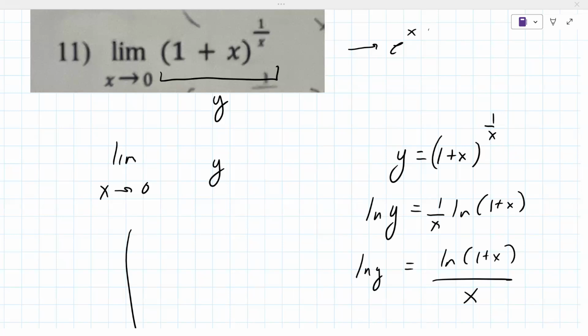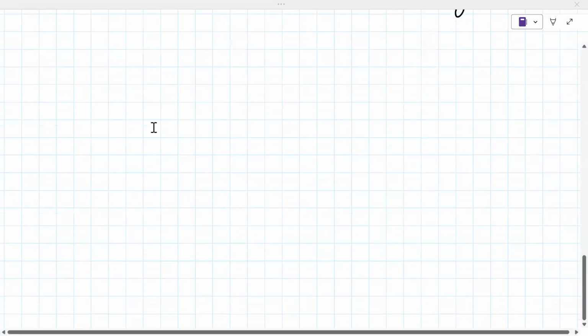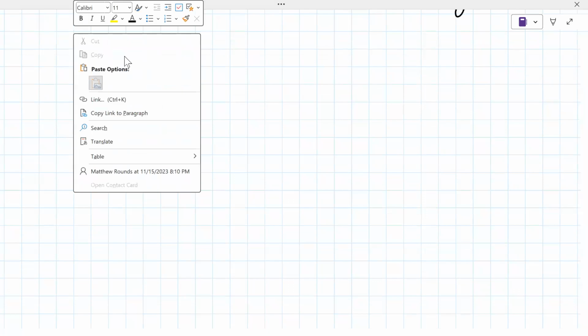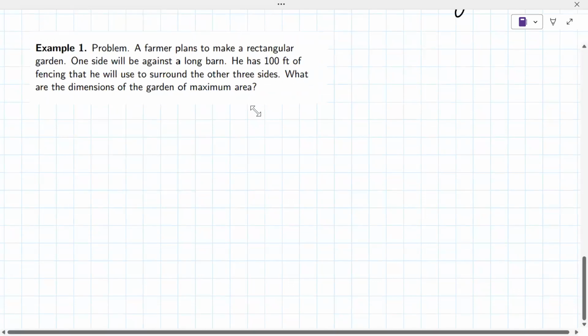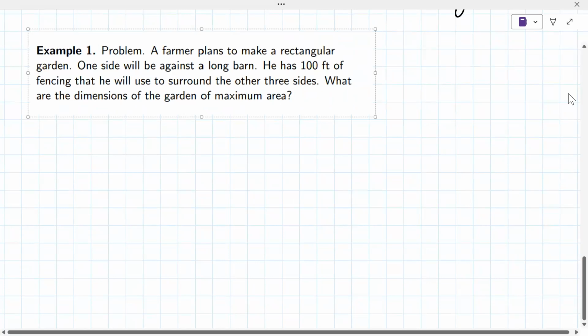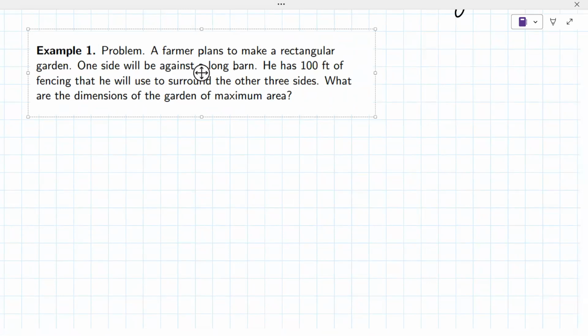Just looking some up here. There's the basic ones you maybe already saw in class, like the product of two numbers. But the standard example is the garden problem, something like this. The farmer plans to make a rectangular garden. One side will be against a long barn, sometimes it's against a stream. He's got a certain amount of fencing that he'll use to surround the other three sides. What are the dimensions of the garden of maximum area?